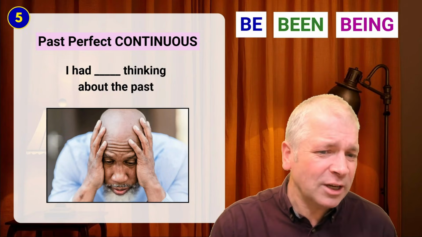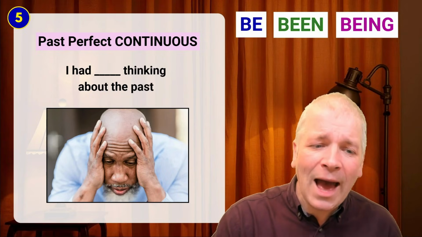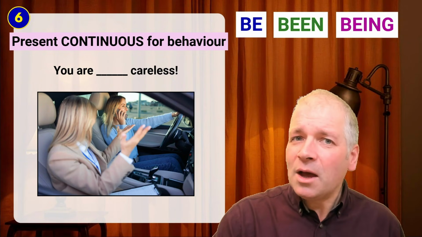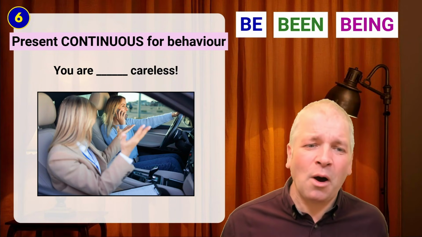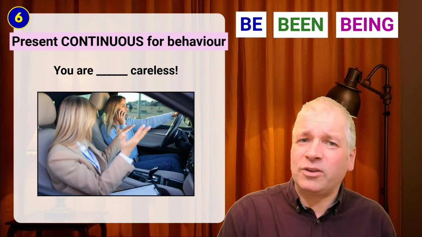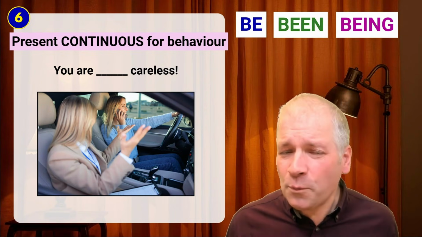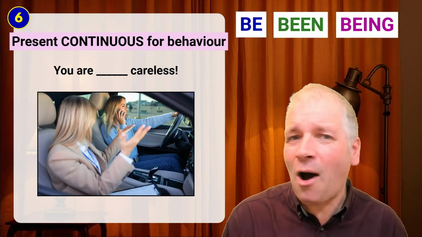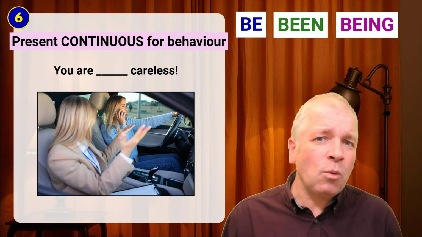The past perfect continuous is similar. I had been thinking about the past. What about other uses of the present continuous? Often we'll use the present continuous for activities that are in progress at that time. I am running. She was swimming.